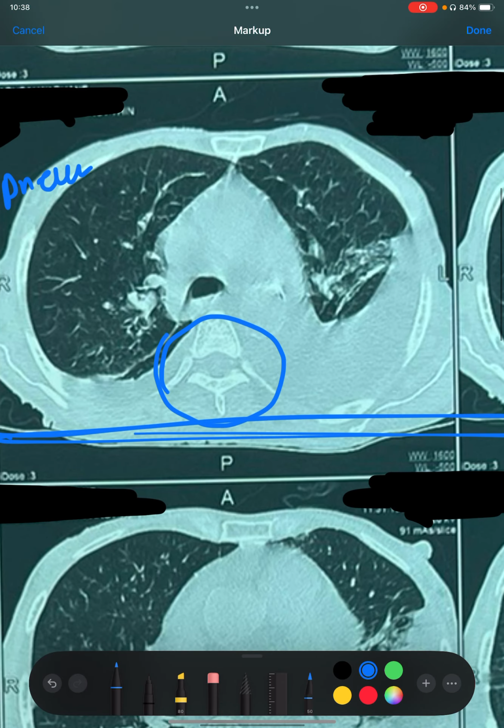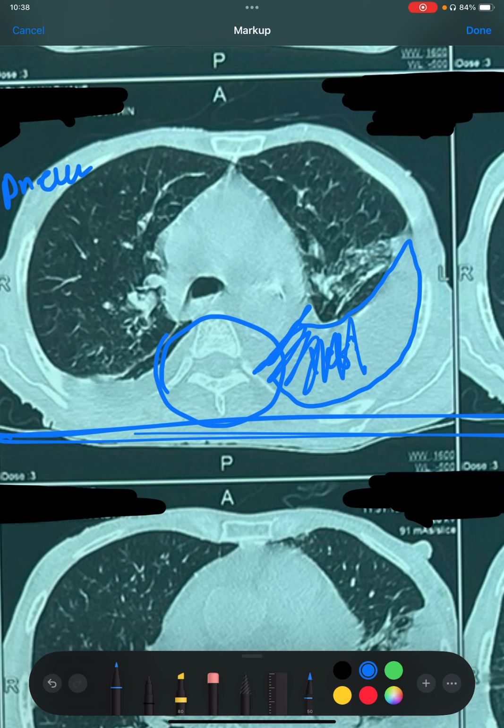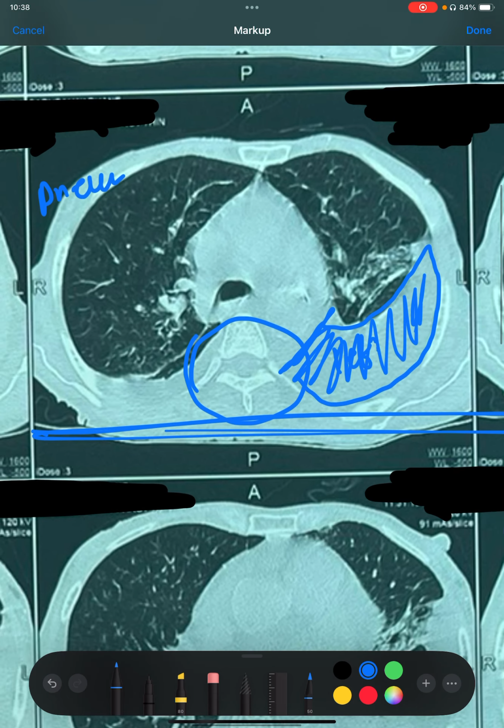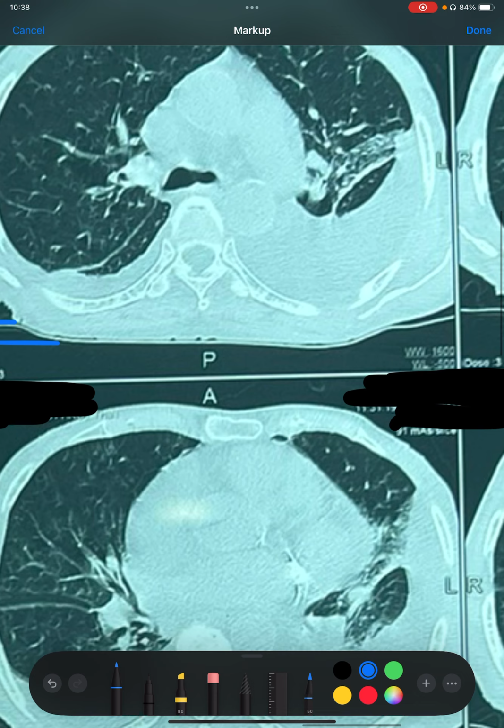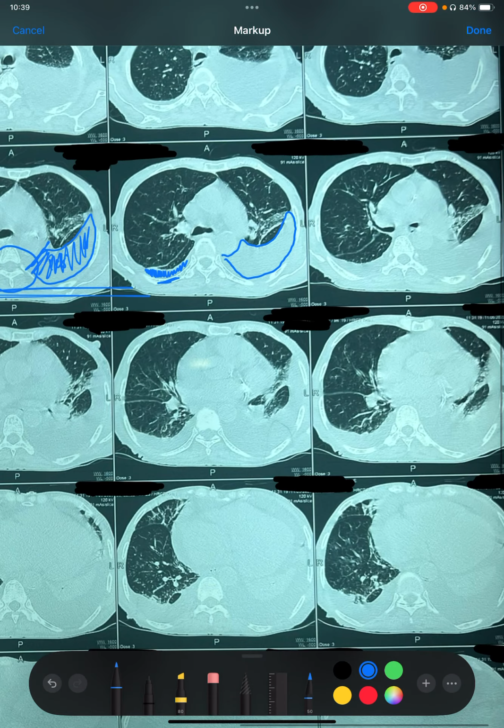So we can see there is a significant, moderate effusion on the left side, and this is all dependent portion because this is a liquid, so it settles over the body. On the right side there is not much effusion, but on the left side there is significant effusion. Just see, this is the bone, this is the rib. Just above there is a very mild effusion. This is all effusion, but on the left side there is significant effusion. So this is a moderate effusion.